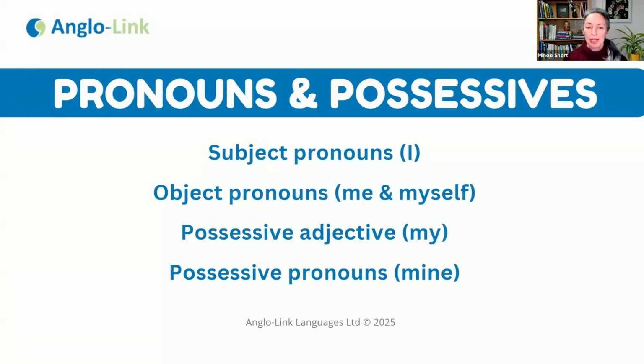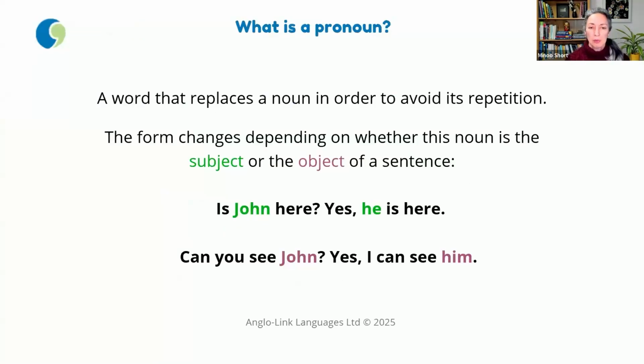So we're going to look at subject pronouns, for example, I; object pronouns, for example, me and myself; possessive adjectives like my; and possessive pronouns like mine. So starting with what is a pronoun? A pronoun is a word that replaces a noun in order to avoid its repetition.